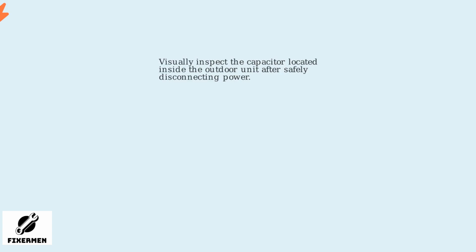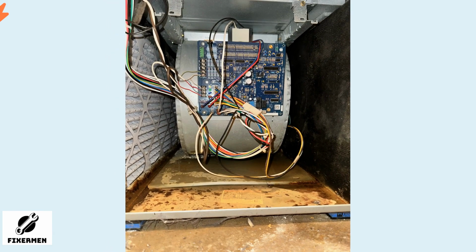To inspect the capacitor, first safely disconnect power to the unit to avoid electrical hazards. The capacitor is typically located inside the outdoor unit, often near the compressor or on the control board. When inspecting, look carefully for physical signs of damage. Bulging indicates internal pressure buildup, while leaking shows electrolyte fluid escaping, both of which mean the capacitor needs replacement.